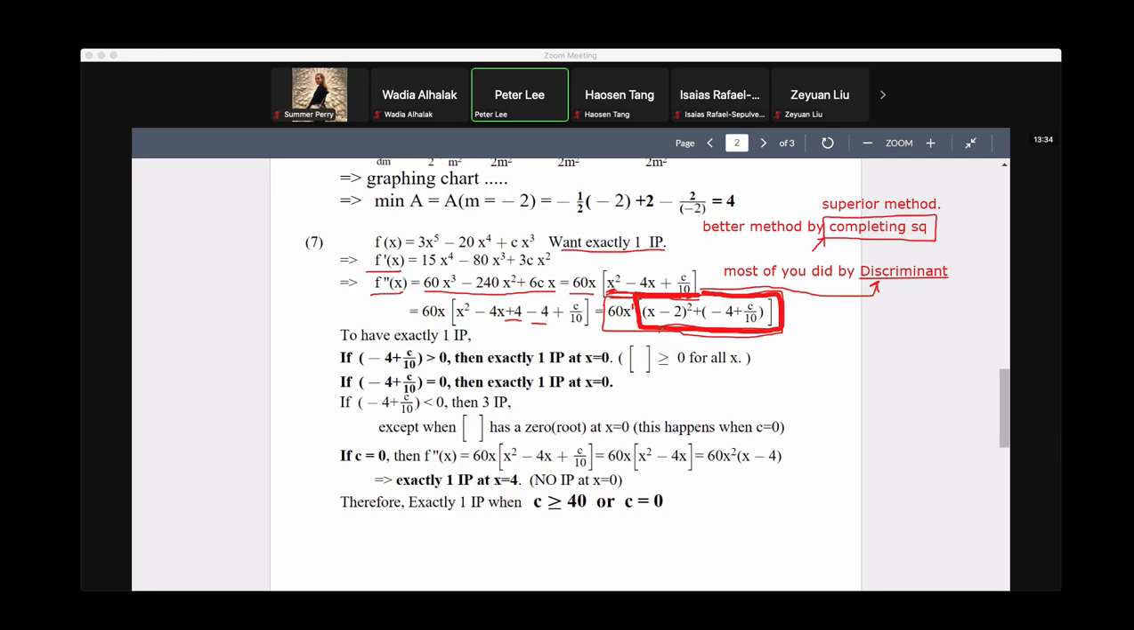Now this guy is x minus 2 squared plus negative 4 plus c over 10. So the question is whether we will be able to factor this or not. The question is whether we will have zeros or not. If this can be factored as 2 linear factors, then we will have 2 more factors. So the question is, will this become 0 and this something, and then times something?